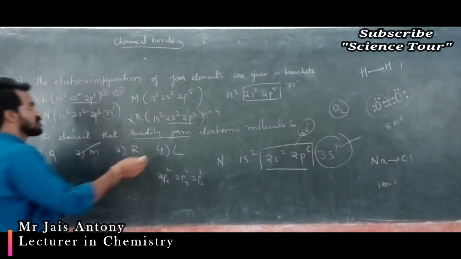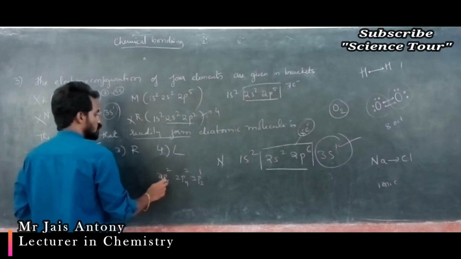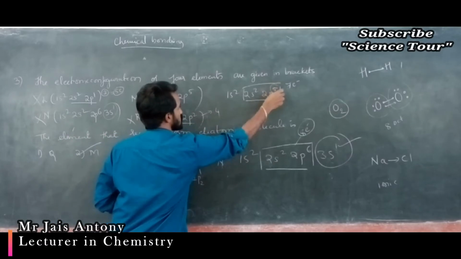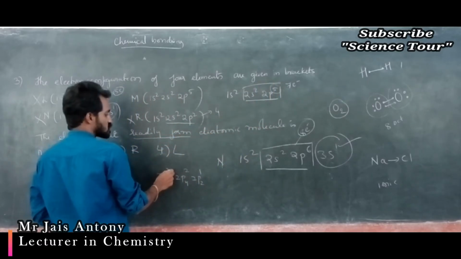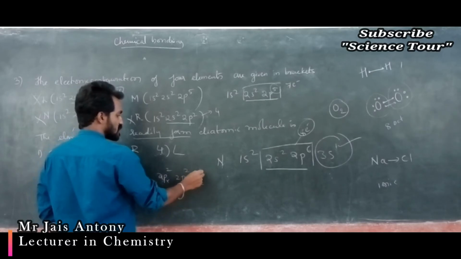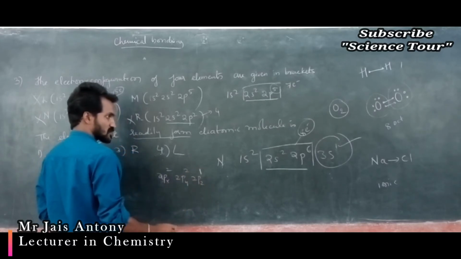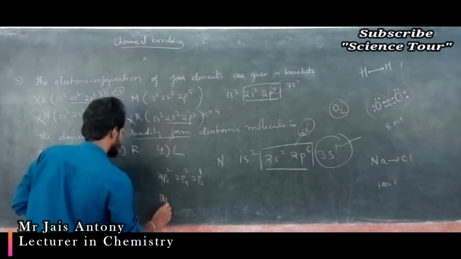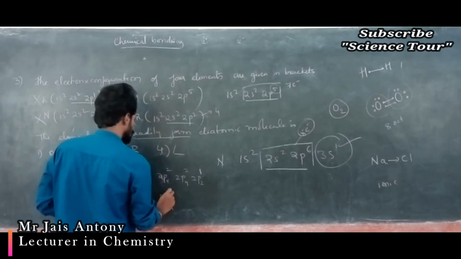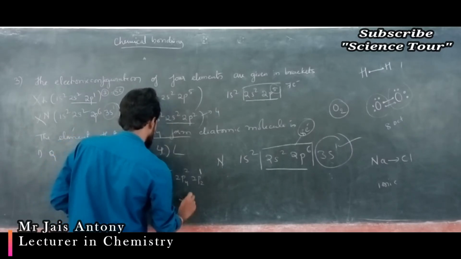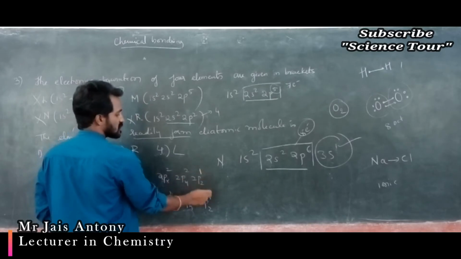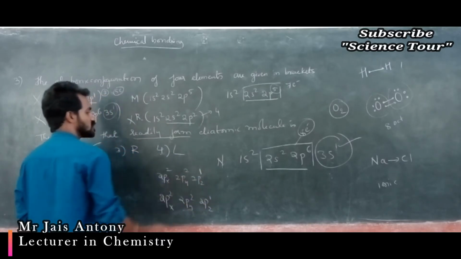See my dear students, for more clarification I will write here 2px, 2py, 2pz. Total it has 5 electrons in 2p, correct? In 2px it has 2 electrons, 2py it has 2 electrons, 2pz it has 1 electron. So it requires 1 more electron. Another M atom comes, like this only, 2px2, 2py2 and 2pz1. These electrons get shared.